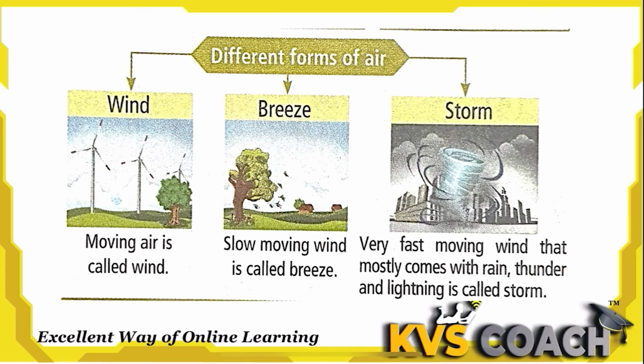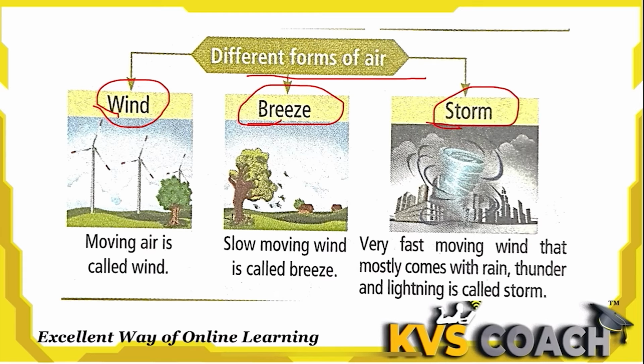Next is different forms of air. What are different forms of air? Air is known as wind, air is known as breeze, and air is known as storm. What do we call wind? Moving air is called wind. When air is moving, it is called wind.